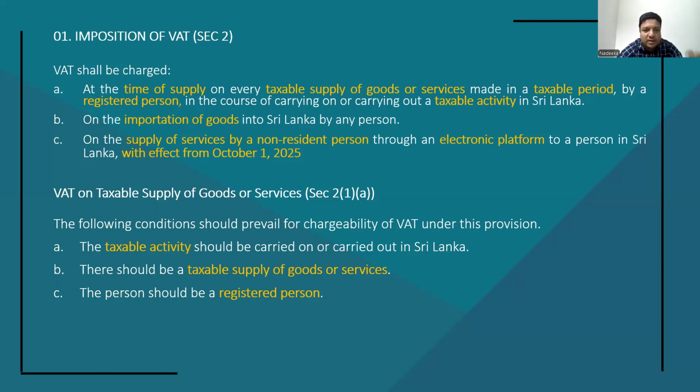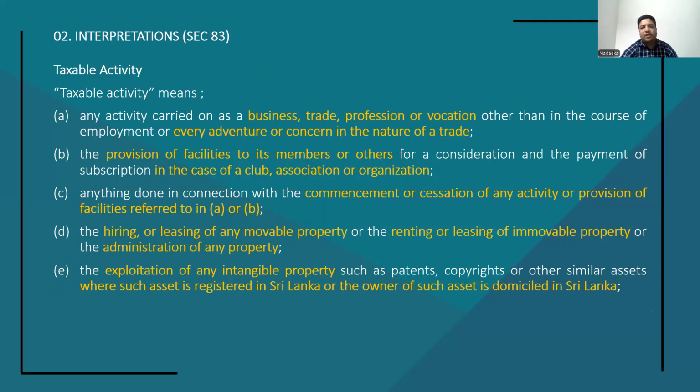Now we will focus on the meaning of keywords that are in section 2. Right. First, we'll take section 2(1)(a), which is the first part that we discussed. As per that, the following conditions should prevail for chargeability of VAT under this provision. As I told you, the taxable activity should be carried on in Sri Lanka, and there should be a taxable supply of goods or services. The person should be a registered person, right? Now we look at the meaning of taxable activity.